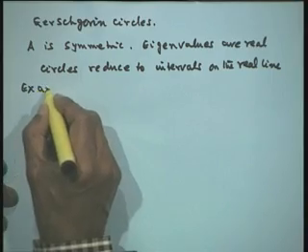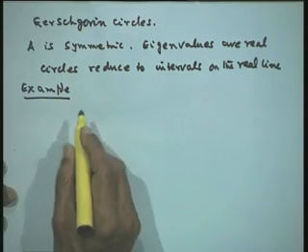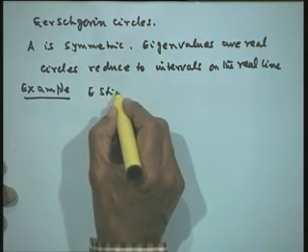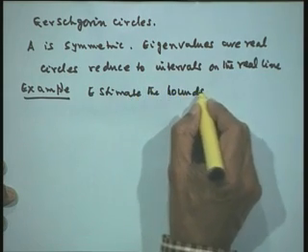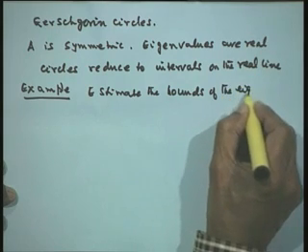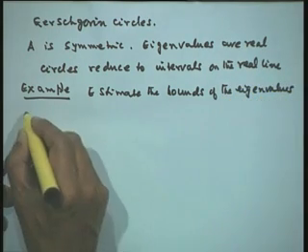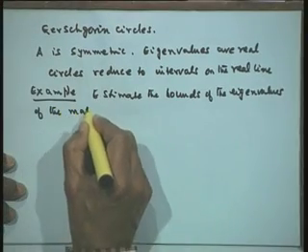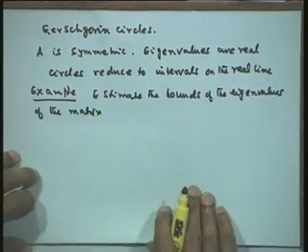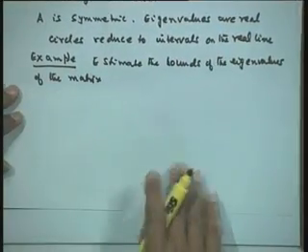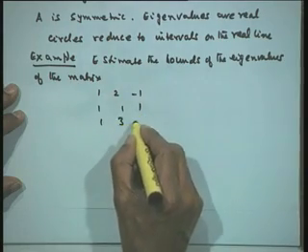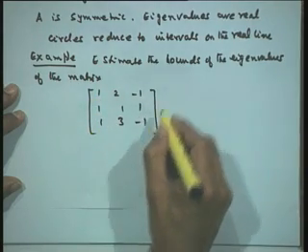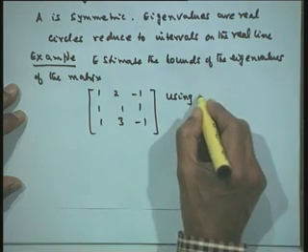Now, let us take an example on this, to see how we are going to find these Gershgorin circles. Let us take an example: estimate the bounds of the eigenvalues of the matrix with rows 1, 2, minus 1; 1, 1, 1; 1, 3, minus 1, using Gershgorin bounds.